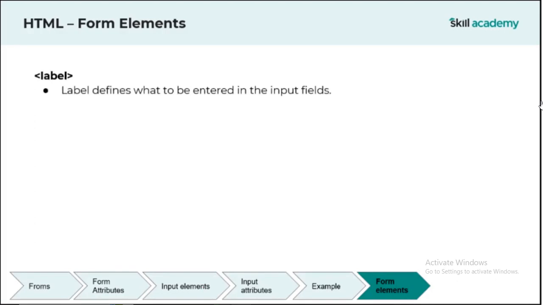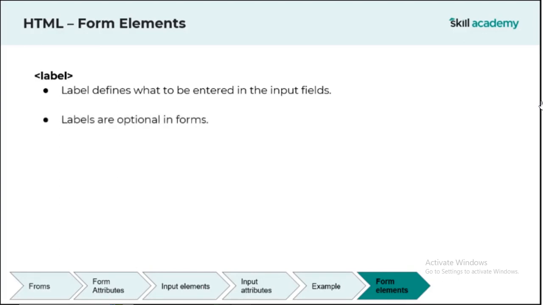Okay, label defines what to be entered in the input fields. Okay, we cannot use input type text directly. We need to specify what kind of information user needs to enter. अगर आप ये नहीं बताओगे कि यहाँ पर आपको नेम लिखना है, इस एरिया में आपको ईमेल डालना है, इस एरिया में आपको कॉन्टैक्ट नंबर लिखना है, तो यूजर will get confused. So in order to avoid that confusion we use labels, because label defines what to be entered in the input fields.